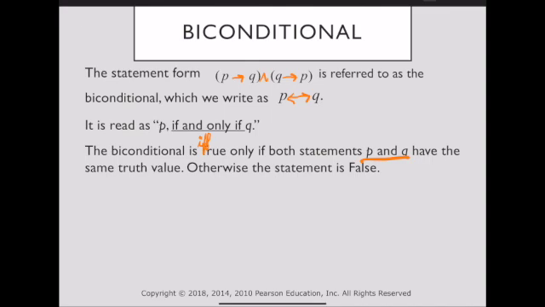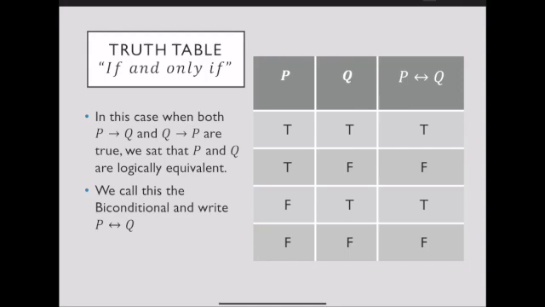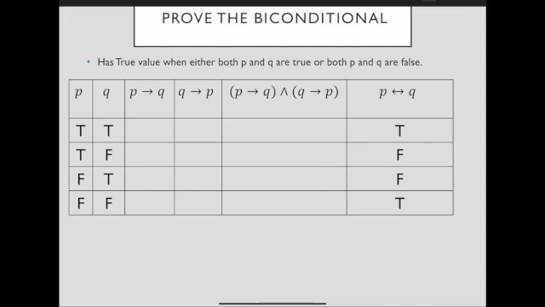So here I have my biconditional, okay? If they both have the same truth value for P implies Q, then we have that P if and only if Q is true. So let's go ahead and prove the biconditional. So let's look at this. P implies Q is true. P implies Q is false. False implies true is true, and false implies false is true.